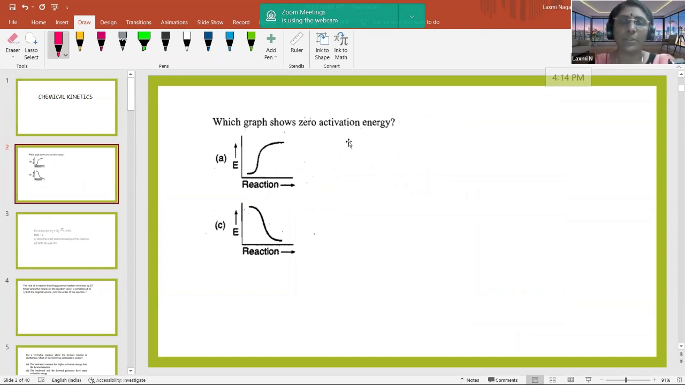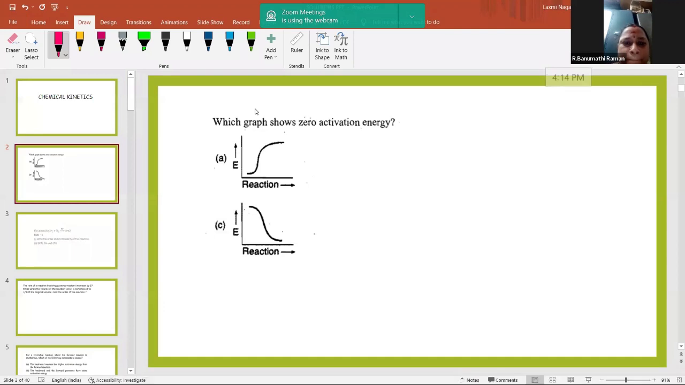Which graph shows zero activation energy? What is the importance of activation energy? It is the additional energy required by the reacting molecules to reach the product. Yeah, reaction.